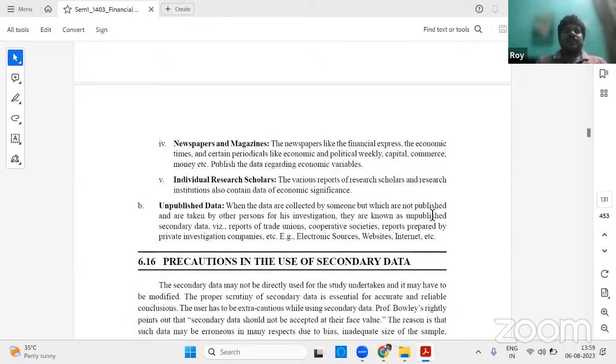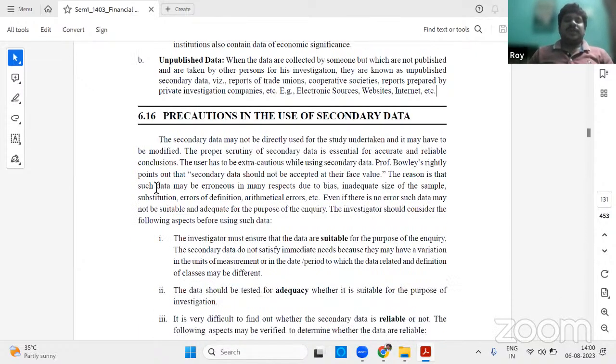Unpublished data is taken from someone, but it is not published; it is taken for another person. Examples are reports of trade unions, cooperative societies, reports prepared by private institutions, and electronic sources like websites and the internet. They may not have published it, but they may have kept it on their website for use. Next, precautions in the use of secondary data.